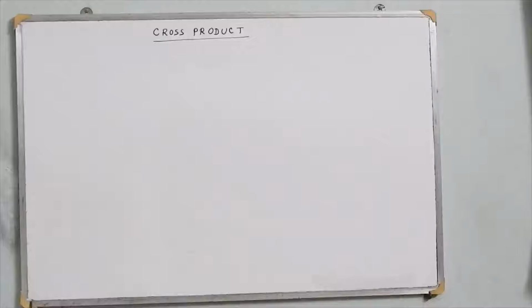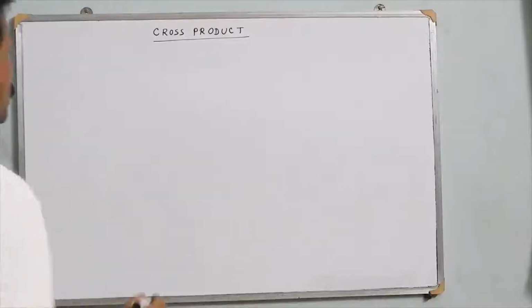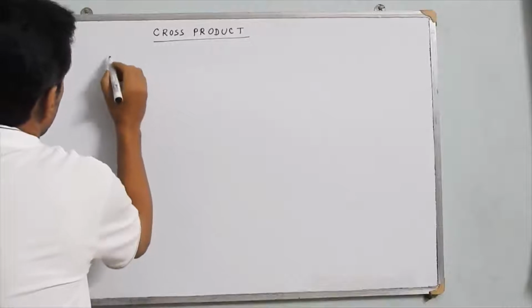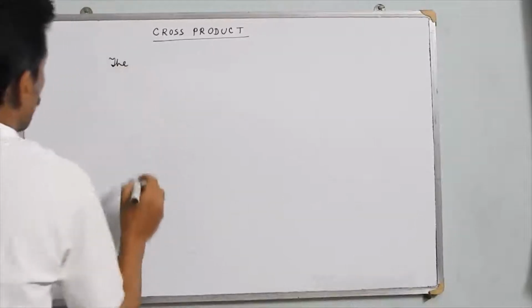So we continue our discussion with cross product in vector algebra. We have already discussed dot product of two vectors. If you remember, dot product of two vectors is a scalar, but cross product of two vectors will be a vector.